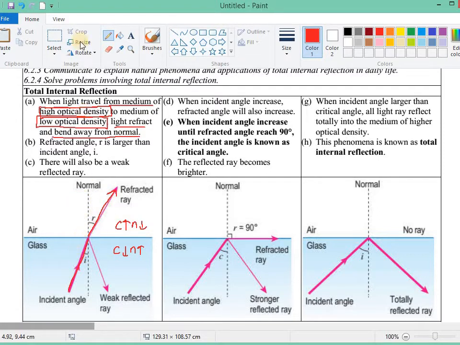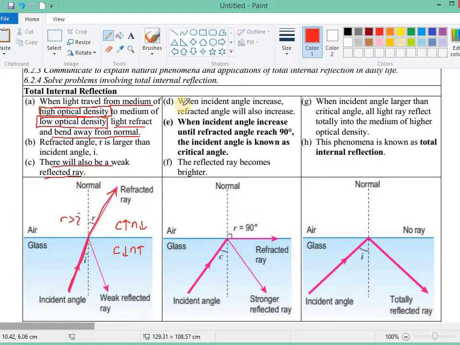As you can see from here, the refracted angle is bigger than the incident angle. There will also be a weak reflected ray. There is a little bit of light that is reflected inside at this boundary, a little bit of reflection.